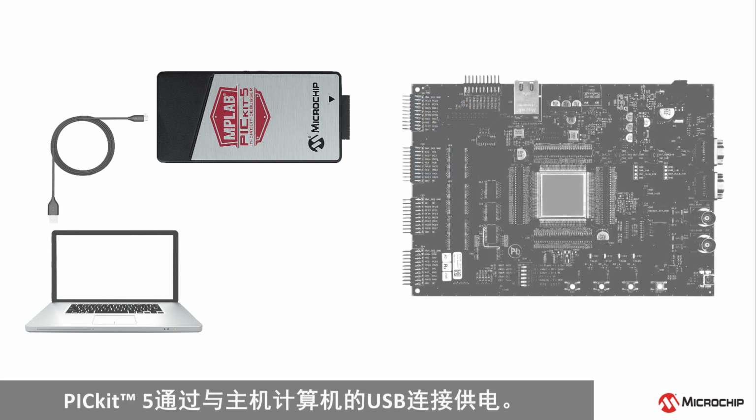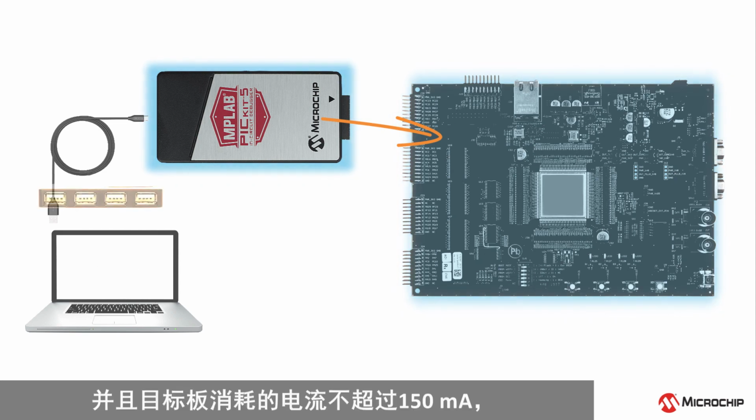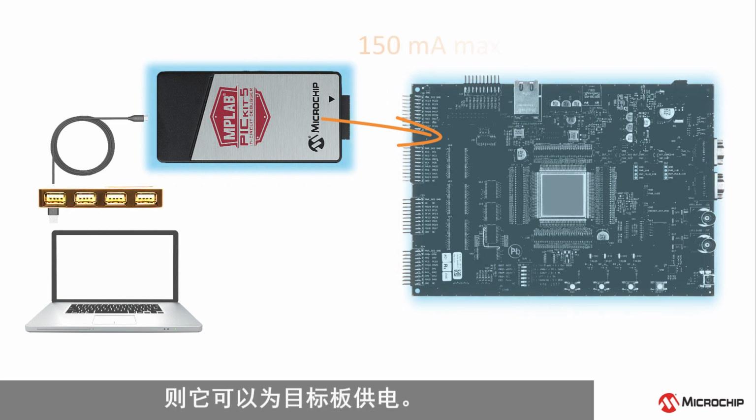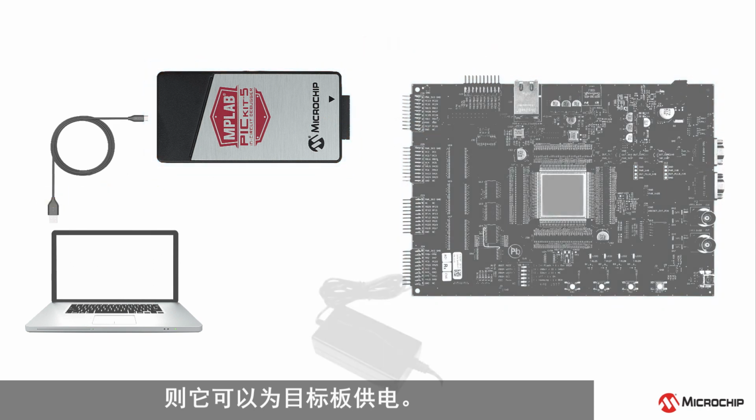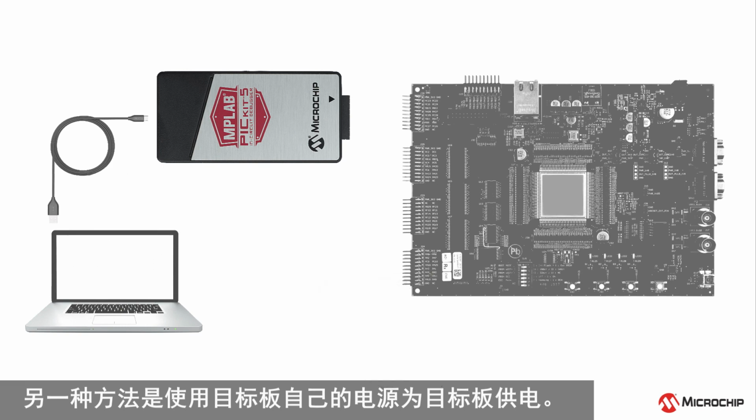The PICkit 5 is powered through its USB connection to the host computer. It can power the target board if the debugger is connected through an externally powered hub and the target consumes no more than 150 mA. The alternative is to power the target board from its own supply.